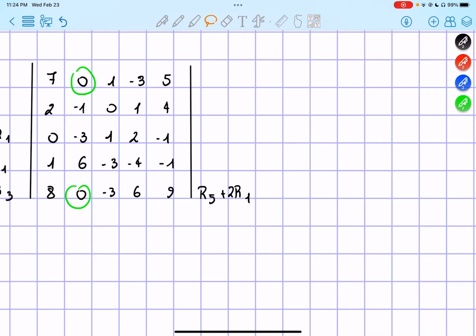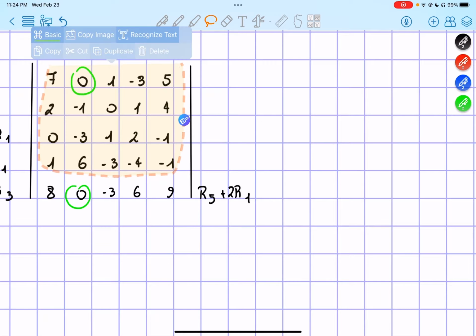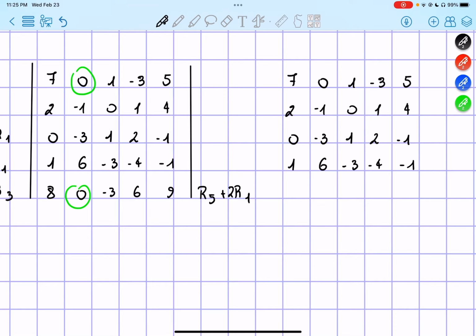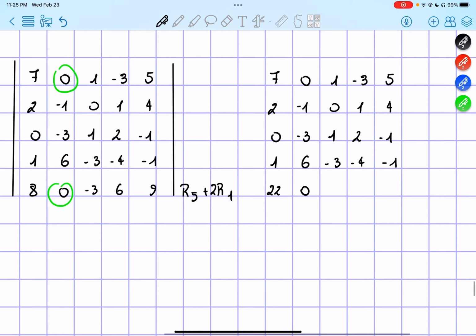So everything else remains unchanged, we said. And I'm gonna get 8 plus 14, so 22, 0, -1. Then I get 6 minus 6, so 0, and then 19. Okay.